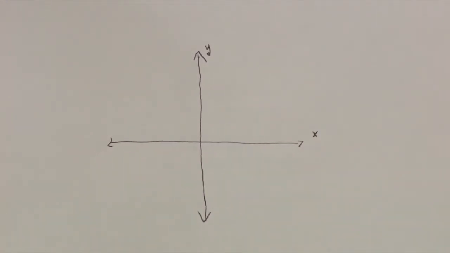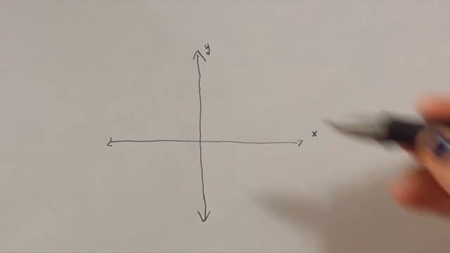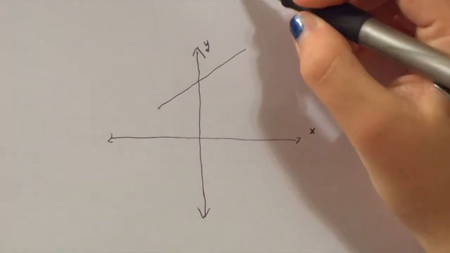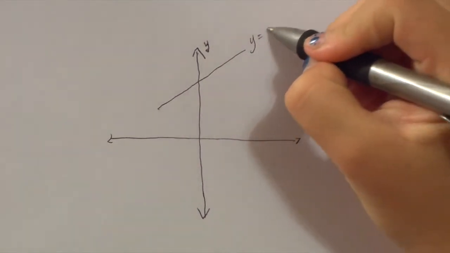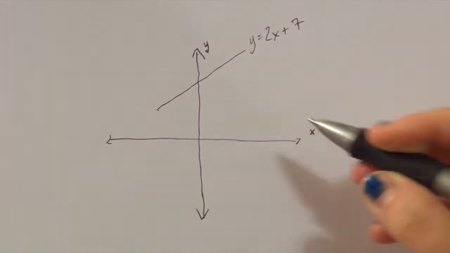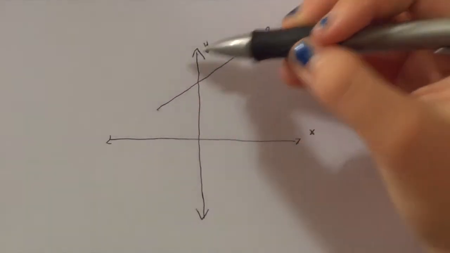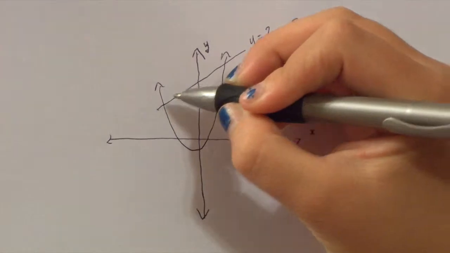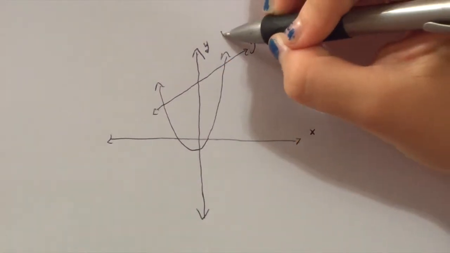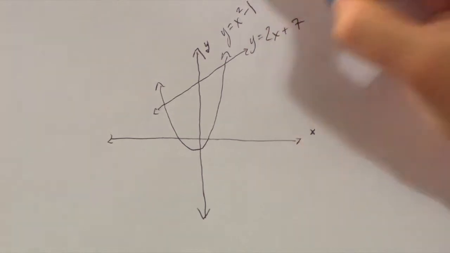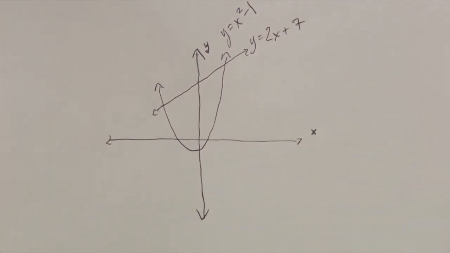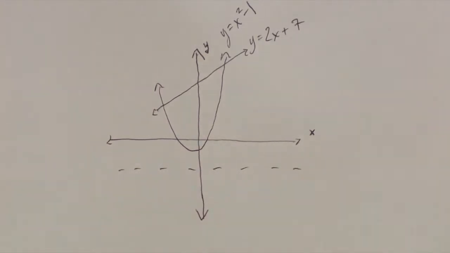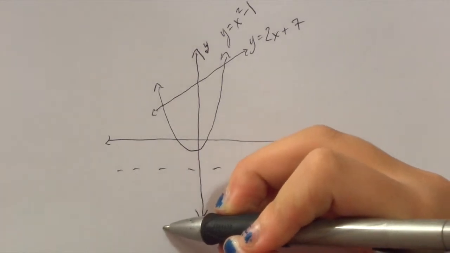First, we should get a picture of the graph by drawing it. Here is y equals 2x plus 7. And here is y equals x squared minus 1. Now we have to rotate it about y equals negative 3, which will be down here. The graph will look like this.